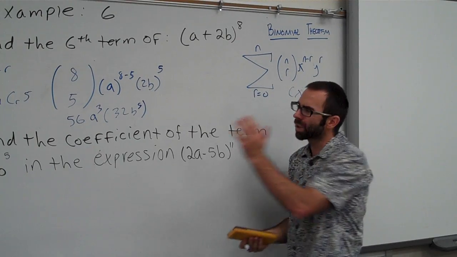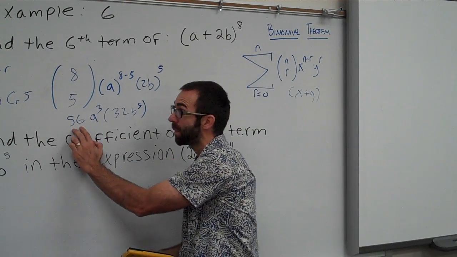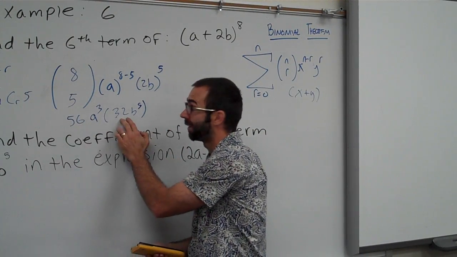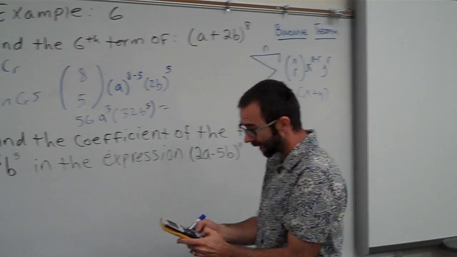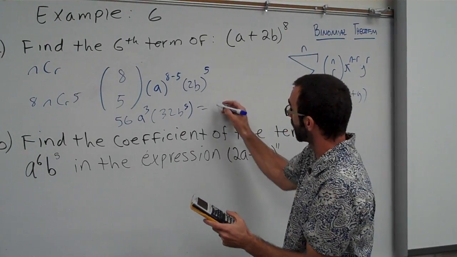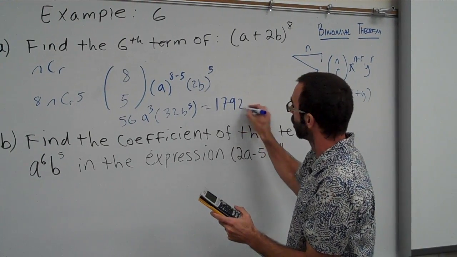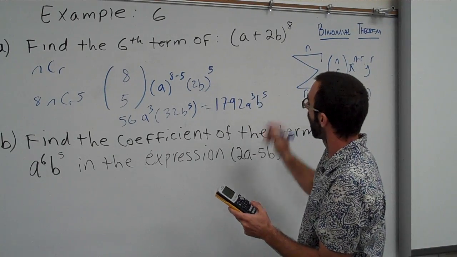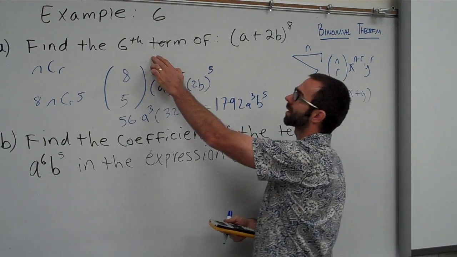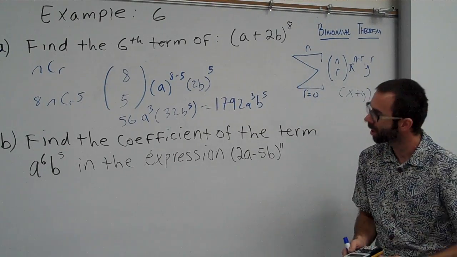So notice, this wasn't our coefficient, because now we have to multiply 56 and 32. We're going to multiply those two together. So 56 and 32 is going to give us 1,792. And then a to the power 3 and b to the power of 5. And this right here would give us our 6th term of this binomial.